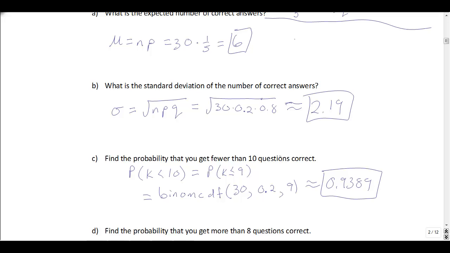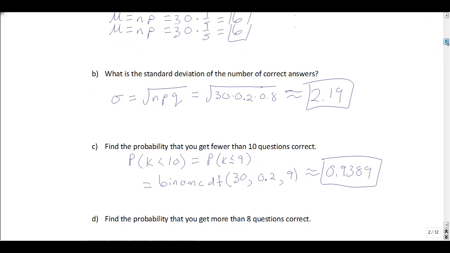So pretty good chance that you don't get 10 or more. You get fewer than 10 correct. Note here, we expected 6, so half of the time, at least, we should get 6 or fewer here. So we should have known it was going to be bigger than 50%.